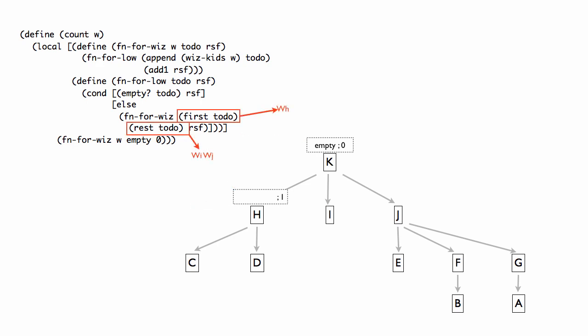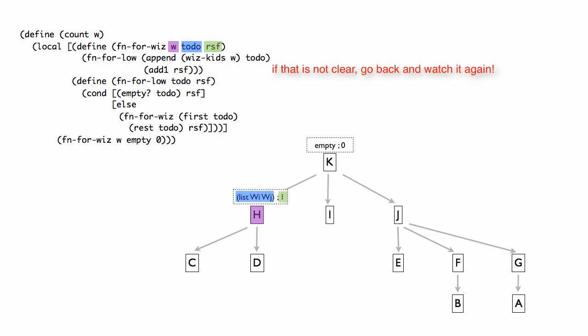Let's think about where we go to H from. We go to H from fun for LOW. So we go to H right here. This call to fun for whiz goes to H. First of to do, first of the children of K is H. And rest of the children of K is the list IJ. So when we get back up here to fun for whiz the second time, when we get to H, RSF is 1, and to do is list of I and J.